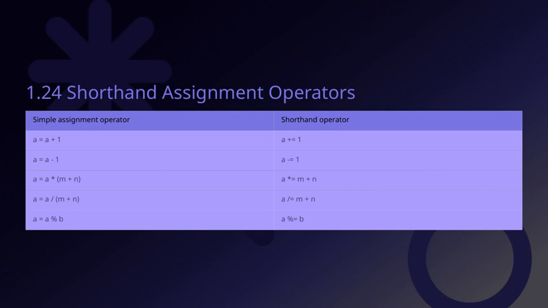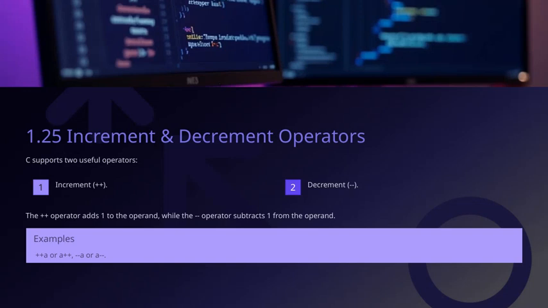These shorthand operators are very useful because they help us write cleaner, more efficient code. They also make it easier to understand the operations being performed, especially when working with complex expressions. Remember, these operators are a key part of writing more concise code, which is essential as we develop more advanced programming skills. Now, let's move on to the increment and decrement operators in C.